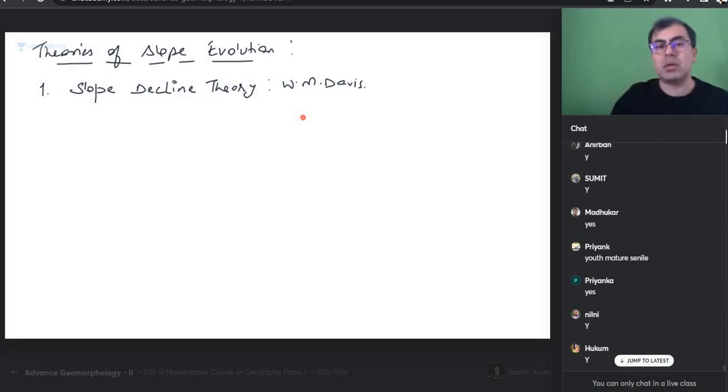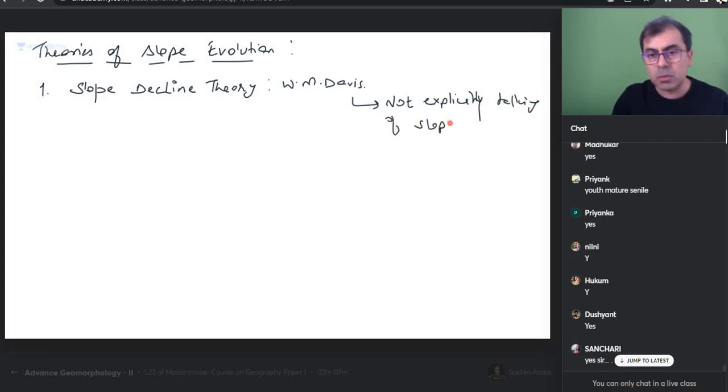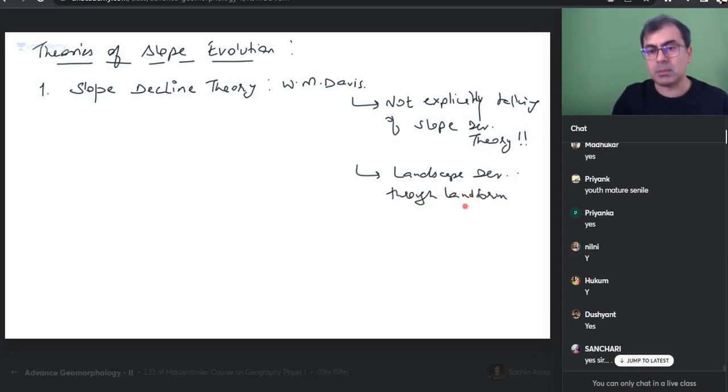Now Davis, when he's talking about this, he was not explicitly talking of slope development theory. First understand this: neither was it his intention, nor did he talk about it. He is not saying slope development theory. He was into landscape development through landform description.